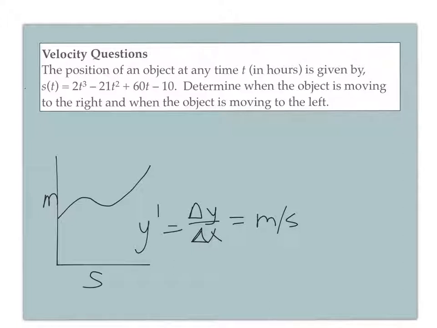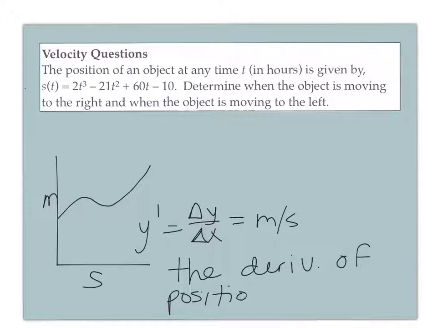So what that means is that the derivative of position is velocity. And similarly, the derivative of velocity is acceleration. So we have a way to do that now.